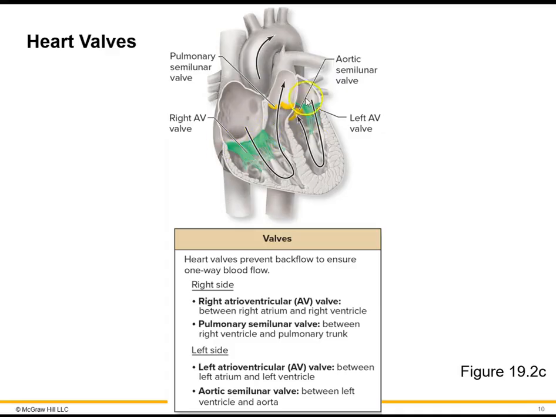Same thing happens on the left side of the body, okay? When the left ventricle contracts, the blood rushes upwards and it pushes open that aortic valve, and it slams shut that left AV valve, and that's how the blood is kept flowing in one direction.